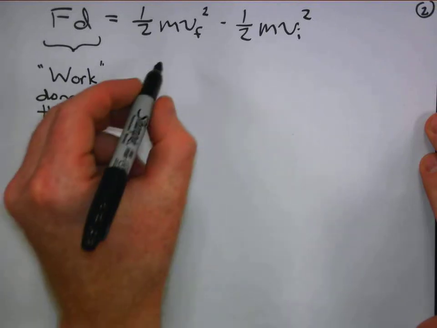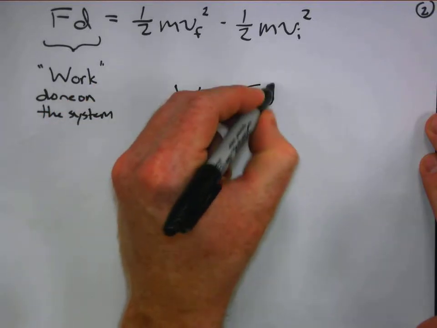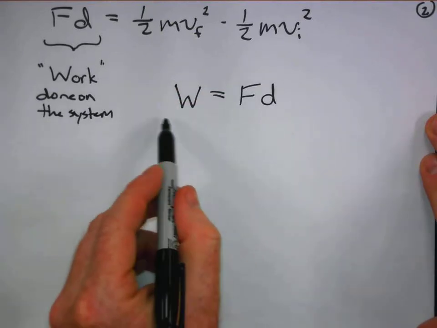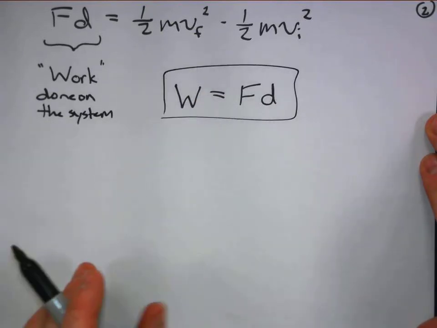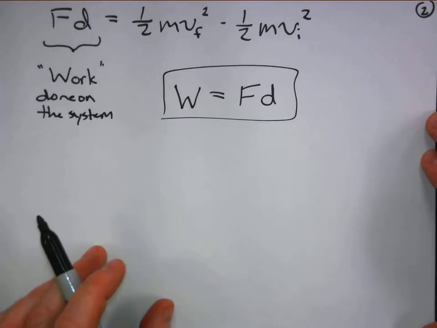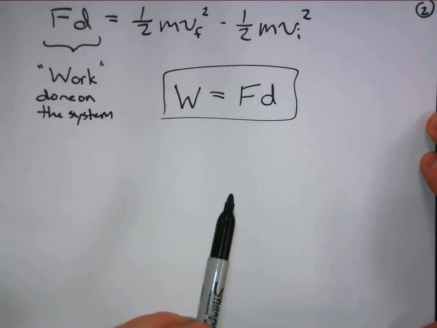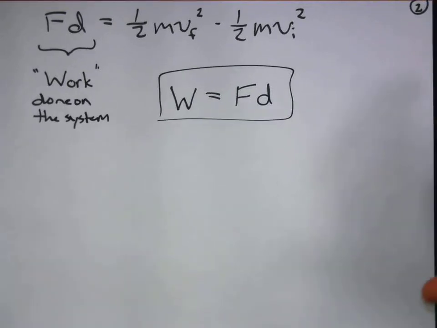Okay, now, because of this, we can see that work, capital W, is simply equal to force times distance. That's an equation you're going to want to be able to recall and use. And of course, it's quite easy. When the force acts on an object while it moves, we say that work was done on the object. Okay, fair enough.